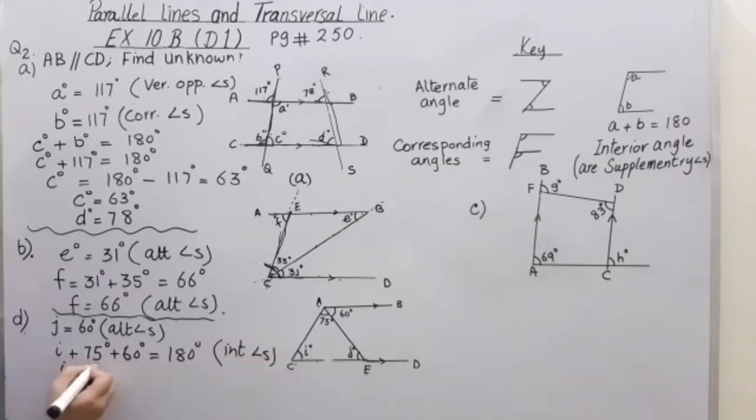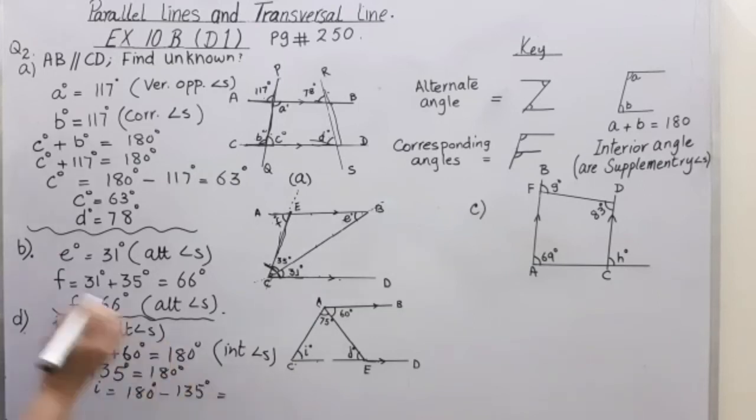I plus 135 equals 180, and I is equal to 180 minus 135, which is 45. 45 is your angle. So in this way we find both I and J.